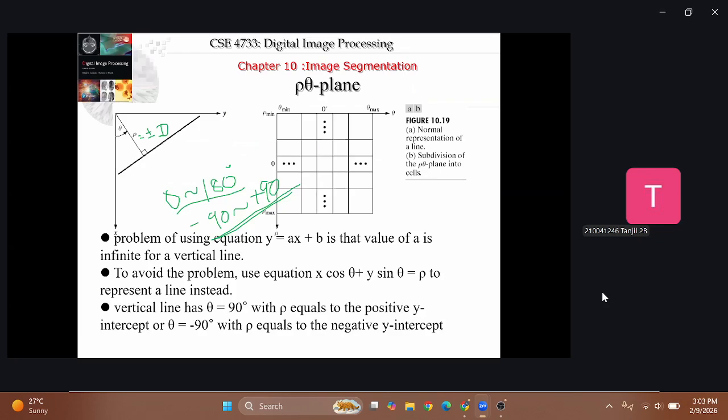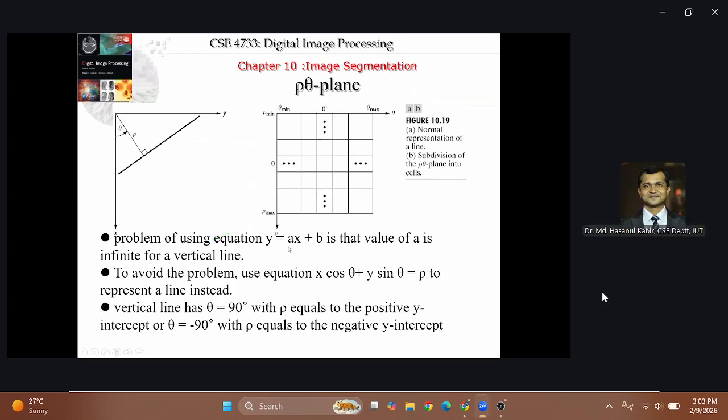Okay. So this is basically what we have done. That means from the parametric representation of y equals ax plus b, we have moved to the polar representation, x cos theta plus y sin theta equals rho.